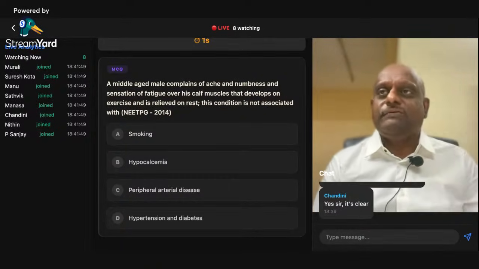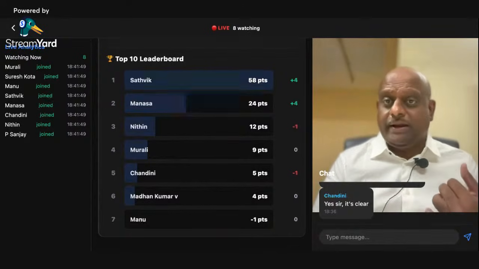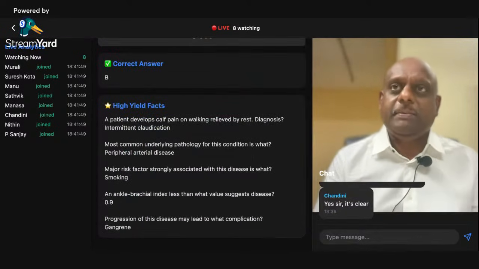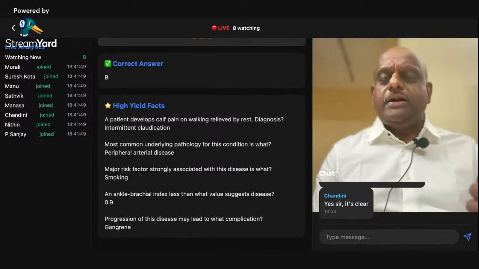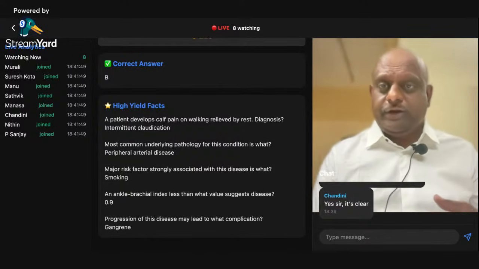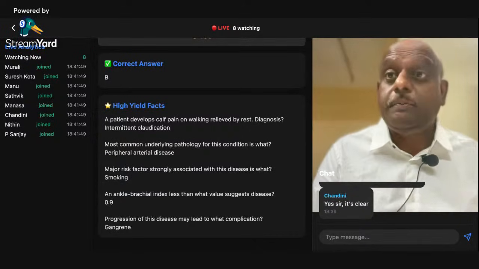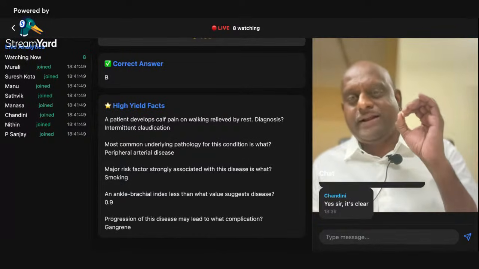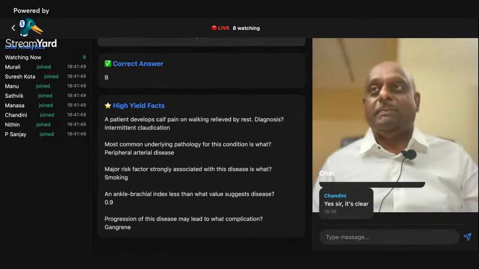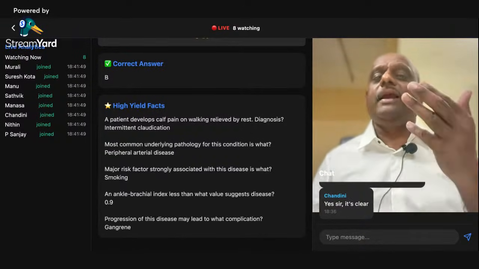Middle-aged male complains of ache and numbness. So it is not hypocalcemia, but rather smoking, peripheral artery disease, hypertension, diabetes. Any of them can be associated, is what you should remember. So intermittent claudication is the classical feature associated with peripheral artery disease. And how do you quantitate it? We do ankle brachial index, where 0.9 is the gold standard value. Less than 0.9 indicates peripheral vascular insufficiency. And if you don't treat it, if the smoking is not stopped, it can lead to the development of gangrene, is what you have to remember.